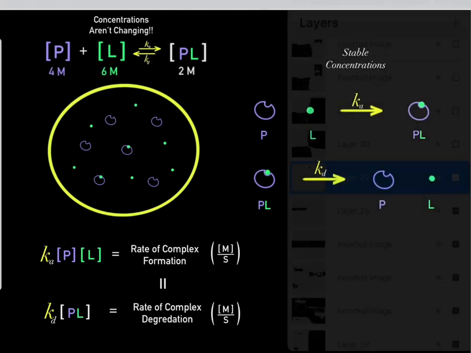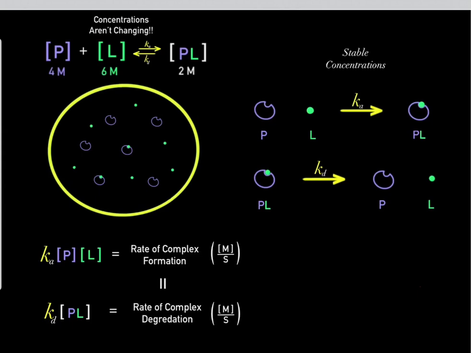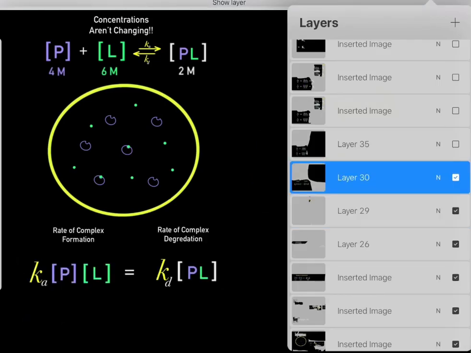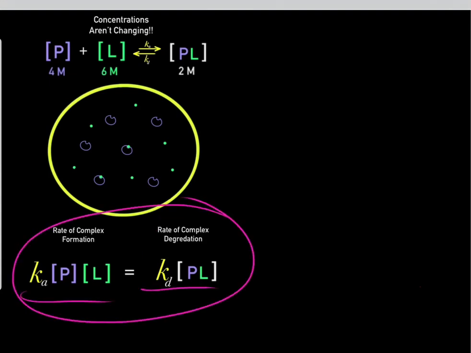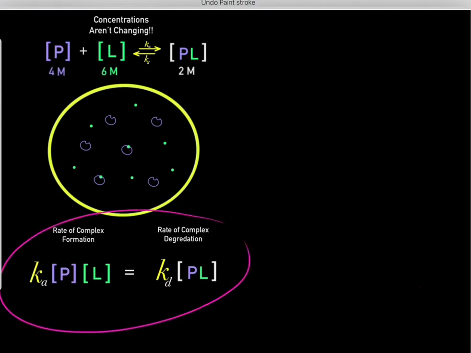So another defining characteristic of equilibrium is that the rate of complex formation equals the rate of complex degradation. Therefore, at equilibrium, these two rate laws will equal each other, so we can set them equal to each other. At equilibrium, this will be true: this, representing the rate of complex formation, will equal this, which represents the rate of complex degradation. Again, these two rates will equal each other at equilibrium.